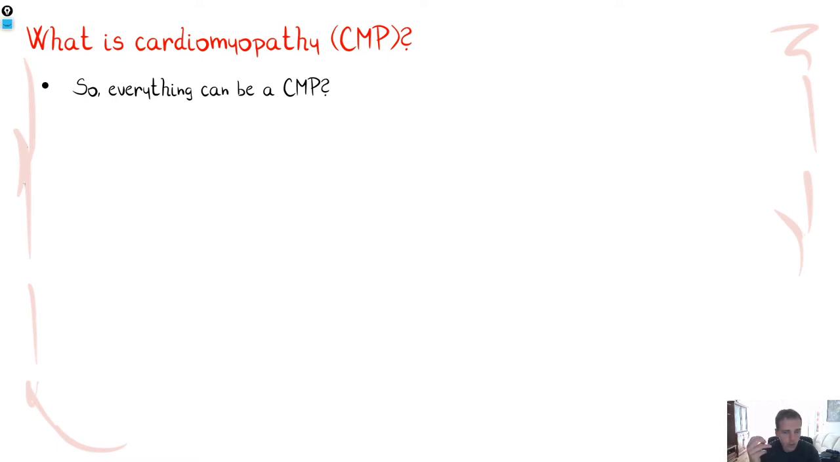Or a disease of the heart valve. For example, if the patient has severe aortic stenosis, the result is the same. The heart needs to pump against increased pressure, and it leads to hypertrophy and dilatation of the heart ventricles and subsequent progressive heart failure. So basically anything could be called a cardiomyopathy.